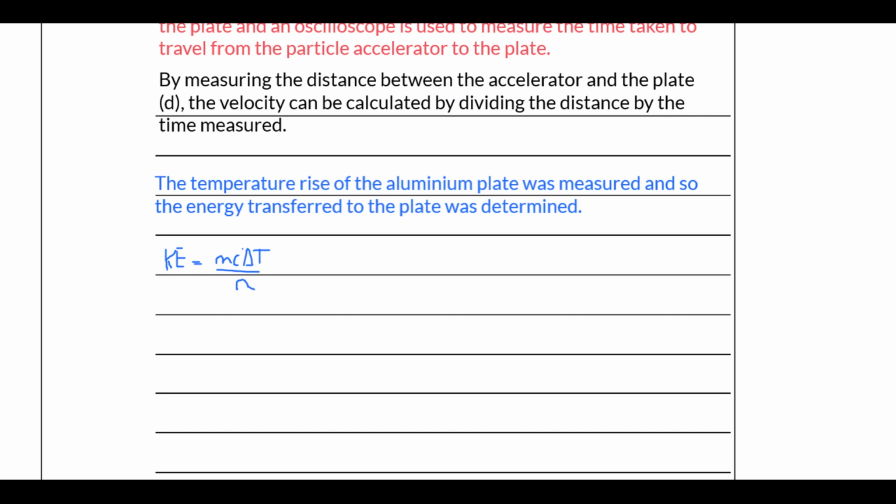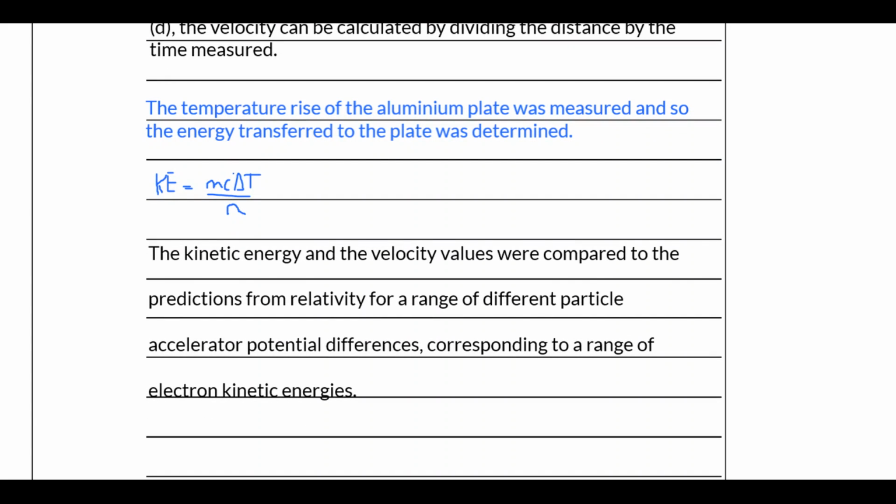And so what was done is they did this for a range of different electron energies from the particle accelerator, and they compared that with the prediction from relativity. So that's what this was all testing. And that's what we've got written here, the final stage, what we were trying to achieve from this experiment: testing the predictions of relativity. And we haven't just done it for one electron energy, we've done it for a range of possible energies to check it's valid for all of those different ones. Okay, so that's part 1. Let's move on to part 2.